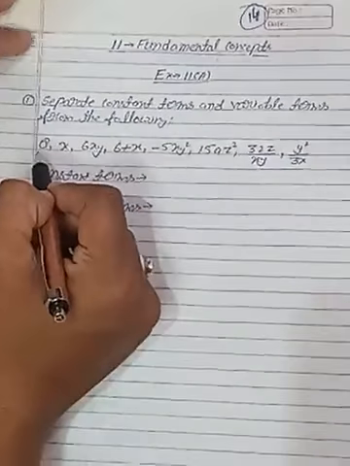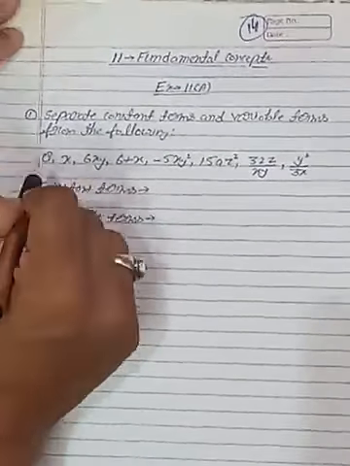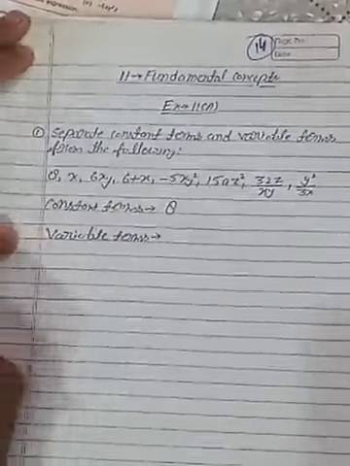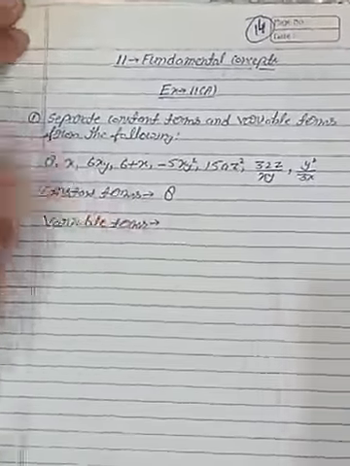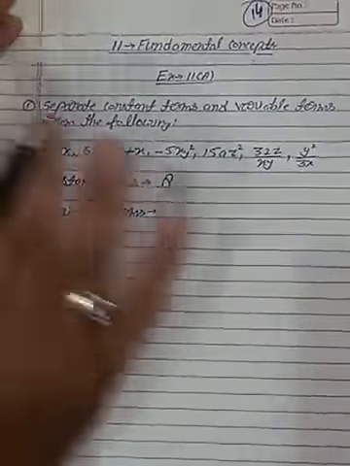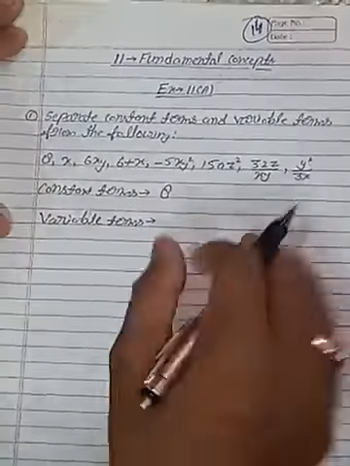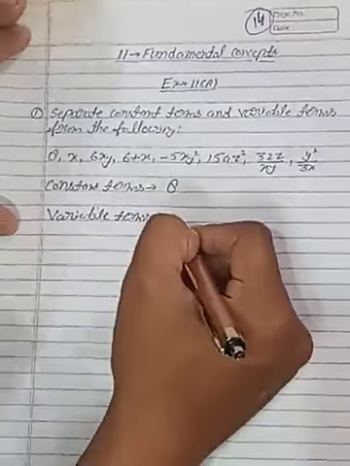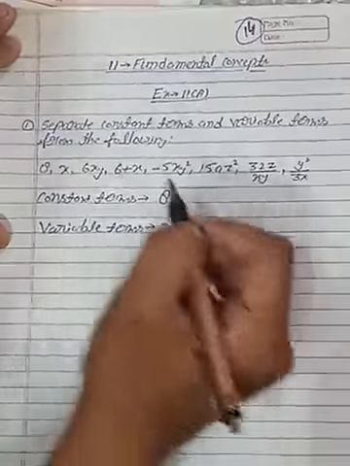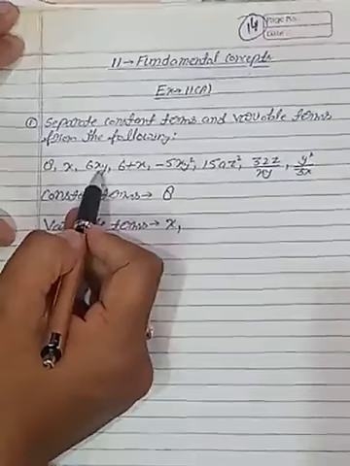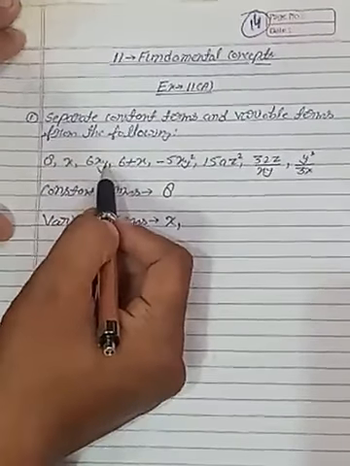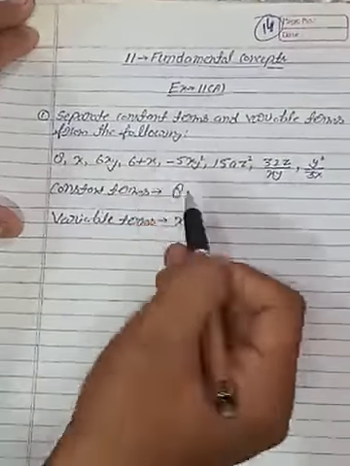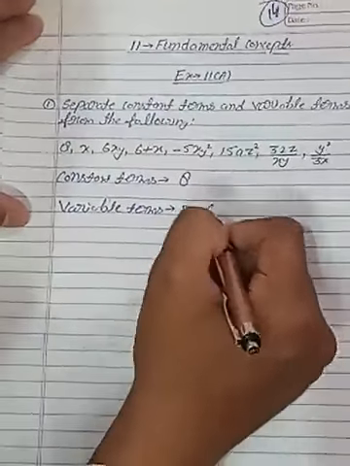So first is 8. 8 has a fixed value, that is 8, so 8 is a constant term. Then x is coming. x does not have any fixed value. x can be -2, -8, 10, 100, 20. So x is a variable term. Then 6xy. In this term x and y do not have any fixed value, so the complete term 6xy is variable.